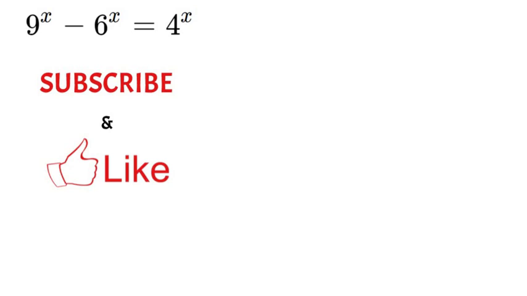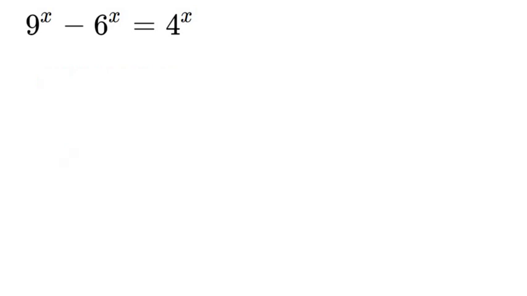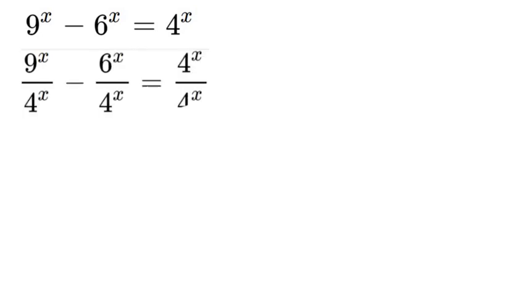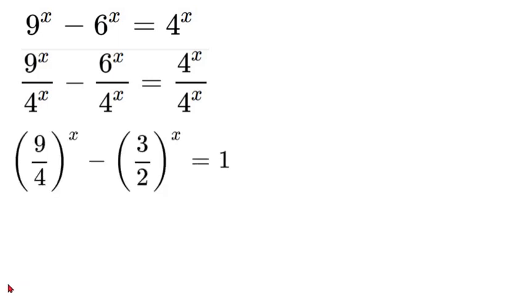So the first thing we're going to do is divide by 4 to the power of x. That way we can cancel out the 4 to the power of x and we'd be left with 1. So right now we have 9 over 4 to the power of x minus 3 over 2 to the power of x is equal to 1.